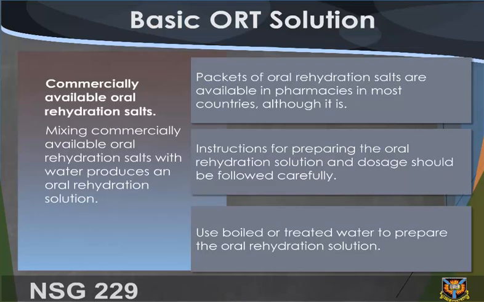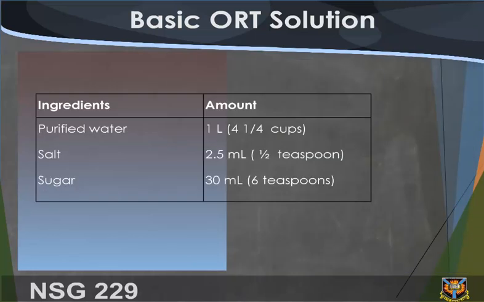Commercially available oral rehydration salts. Mixing commercially available oral rehydration salts with water produces an oral rehydration solution. Packets of oral rehydration salts are available in pharmacies in most countries. Instructions for preparing the oral rehydration solution and dosage should be followed carefully. Use boiled or treated water to prepare the oral rehydration solution.